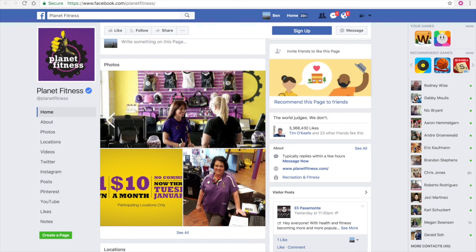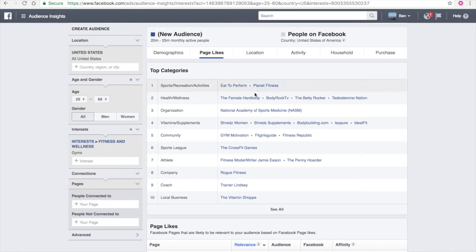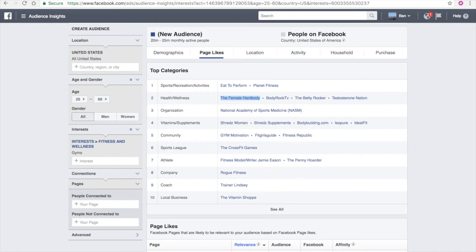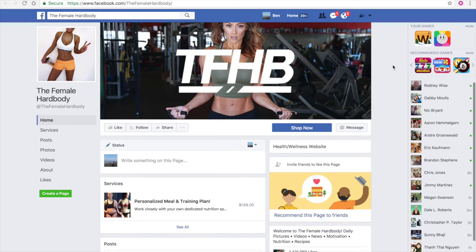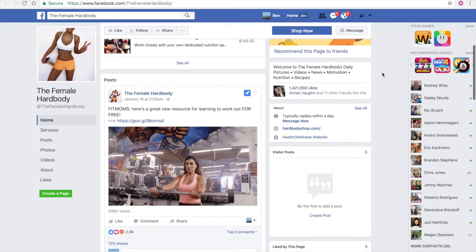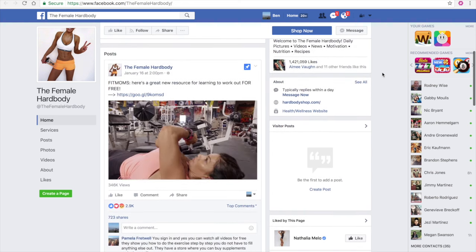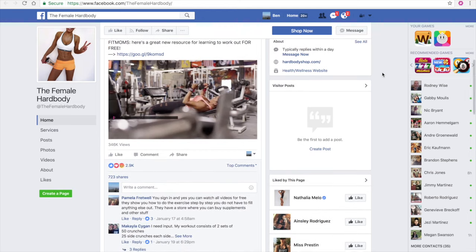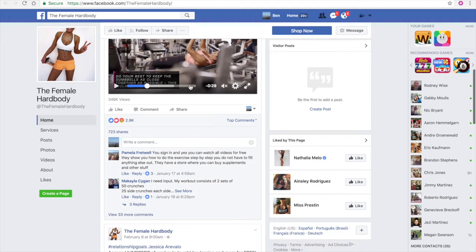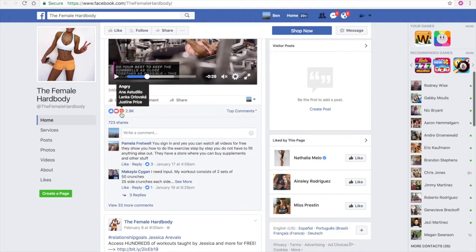Now, we want to go and keep looking because we want to make sure that we're getting a lot of people who are interested in this niche. So here we have 1.4 million people. 1.4 million people like this page. Okay, so the first post, it's a pinned post, so that might be a little bit inflated, but we see here that it's pretty good engagement. Not too many angry people, only 3 out of almost 3,000, and 723 shares.